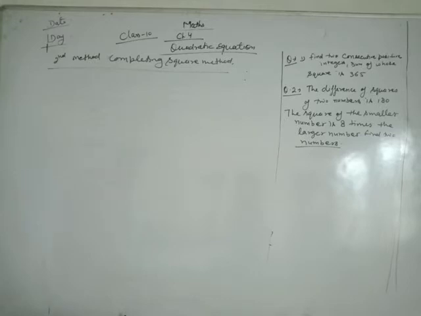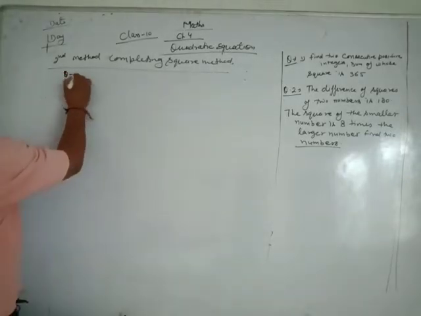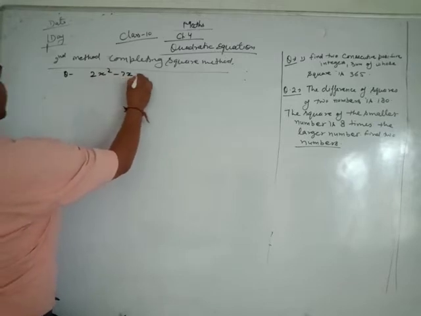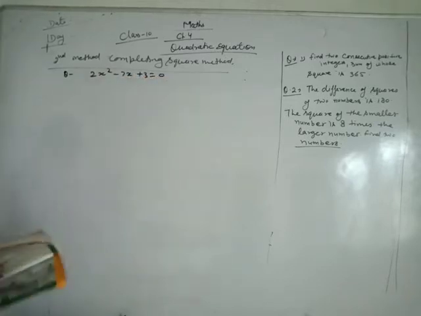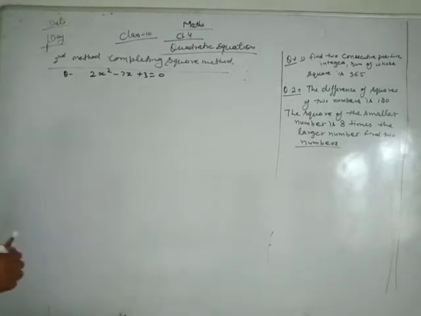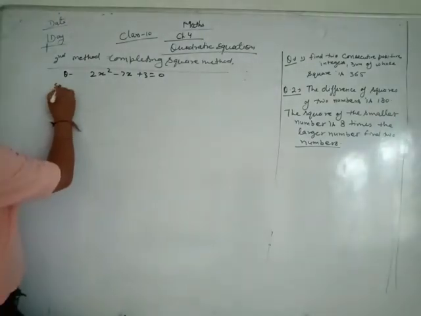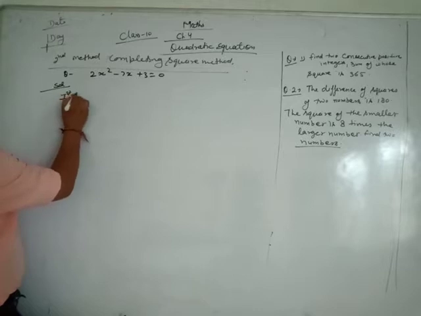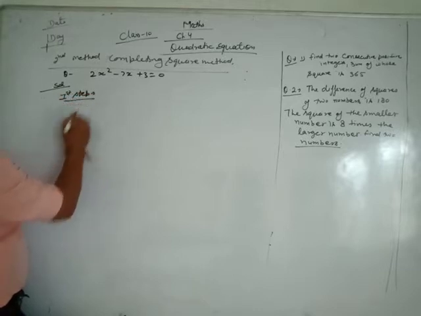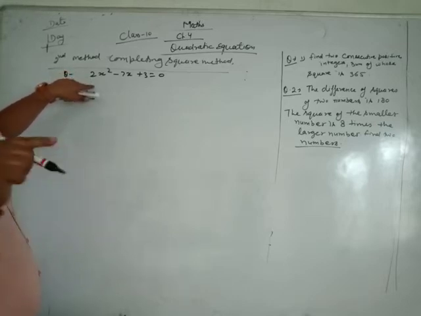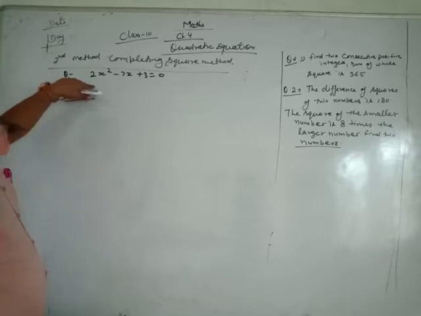So first, the question is there, and we will solve it directly with an example. The question is 2x square minus 7x plus 3 equal to 0. We will solve this question in 3 or 4 steps. For the first step, we will free the x square. We will free the coefficient of x square.